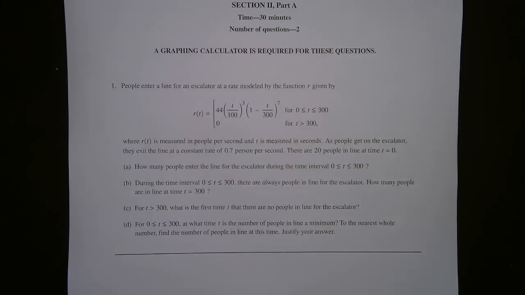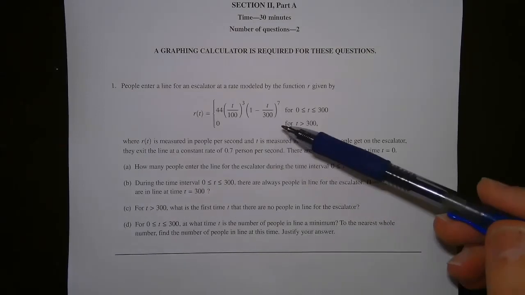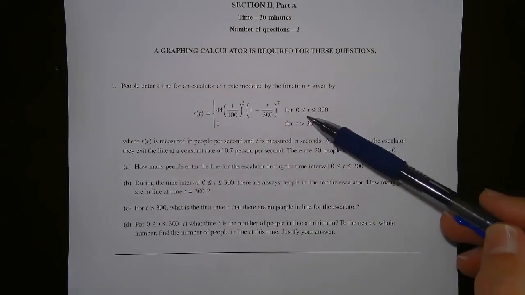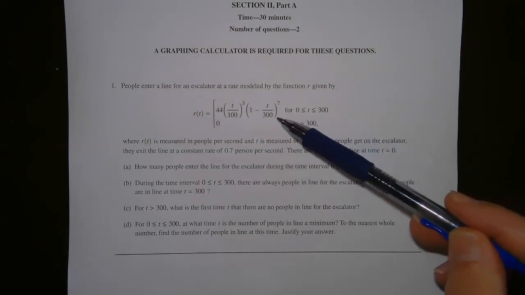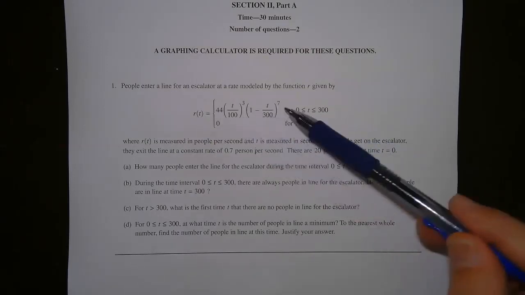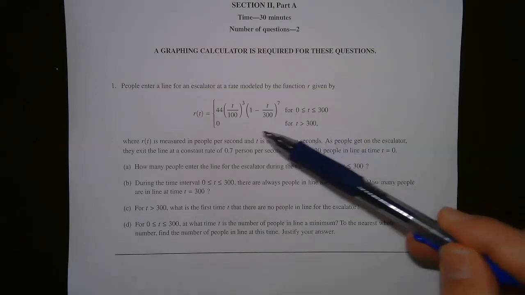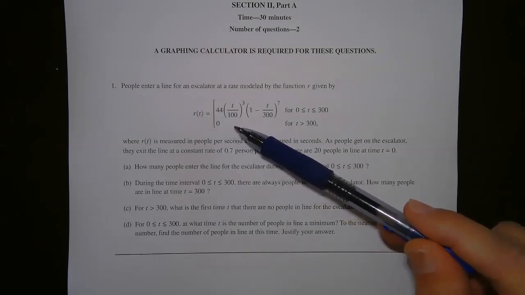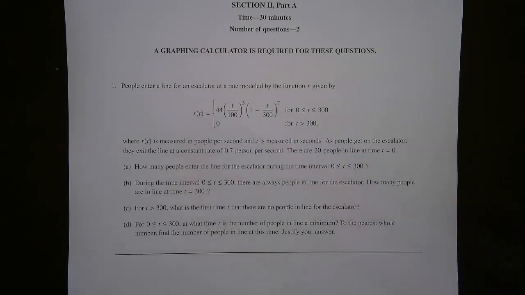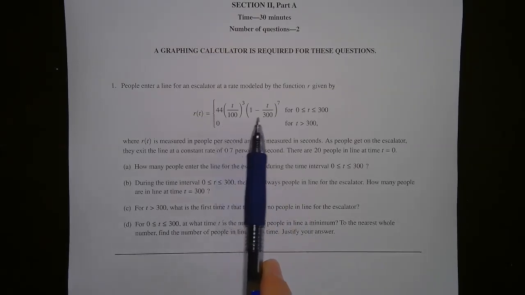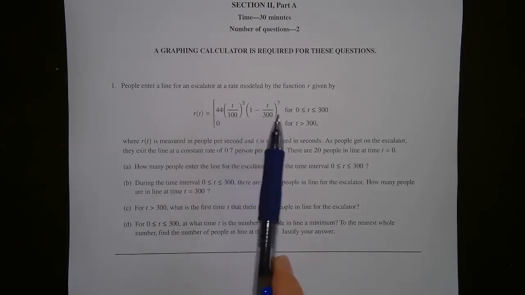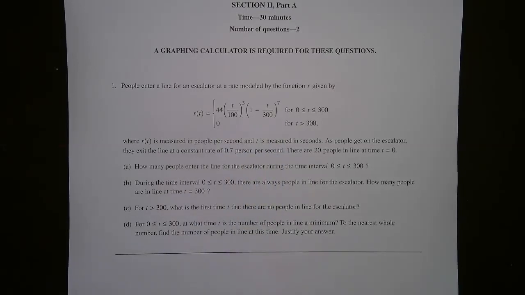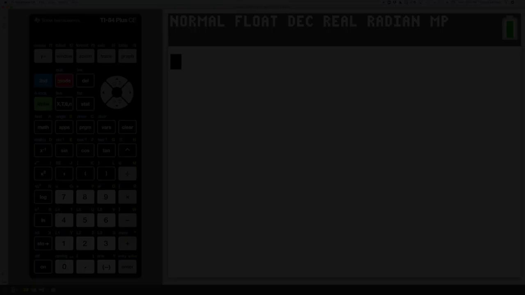Something I neglected to tell you is that R of t is a piecewise function. From 0 less than or equal to t less than or equal to 300, it's 44 times all of this, and for t greater than 300, it's 0. That means no people, 0 people per second, after 300 are getting in line for the escalator. So we're integrating from 0 to 300, and we only want this piece of the function, not the 0 piece. Let me go back to my graphing calculator and do that.